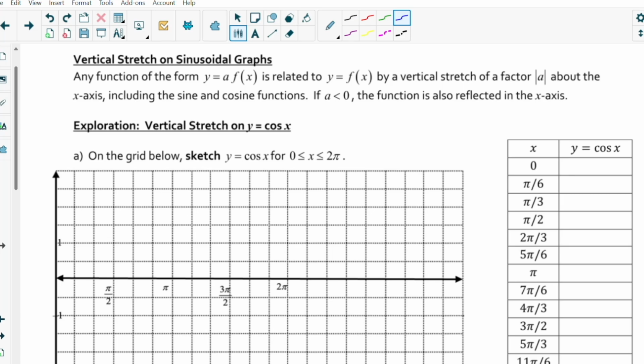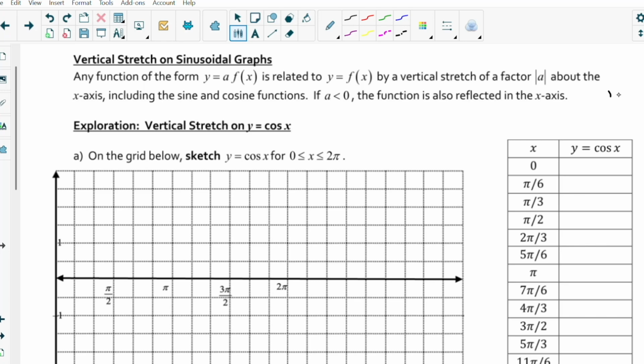Okay, howdy folks. Vertical stretch on sinusoidal graph. So let's continue our exploration here. Let's graph a bunch of these. This time the cosine function. Okay, so first off, I'm going to graph the cosine function. We haven't graphed that yet.